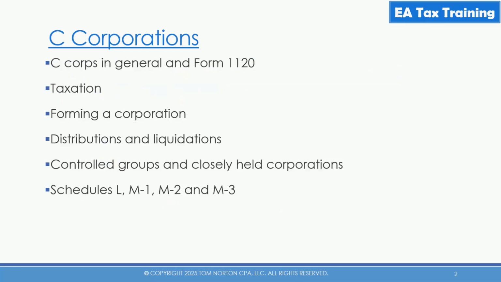What we will cover in this video is C corps in general and an overview of Form 1120. Then we'll talk about the taxation of C corps and how they are taxed. Then we'll talk about forming a corporation, then distributions and liquidations. Then we'll talk about controlled groups and closely held corporations. And we will finish up by looking at schedules L, M-1, M-2, and M-3.